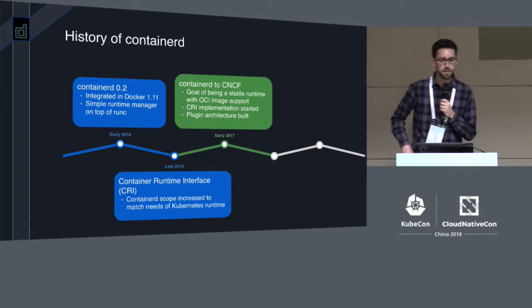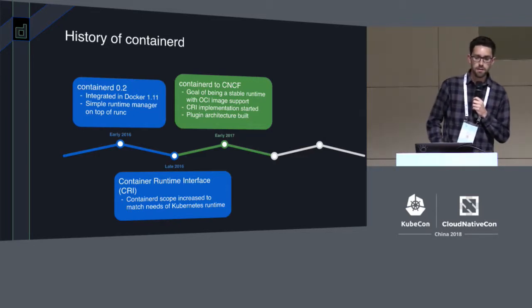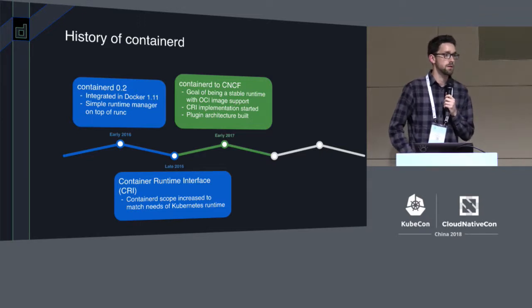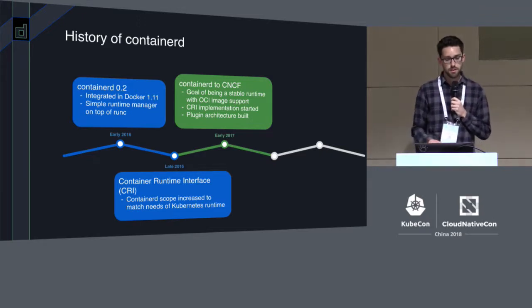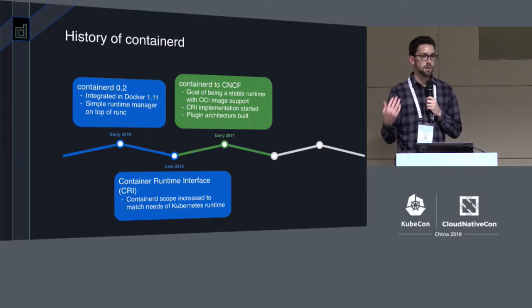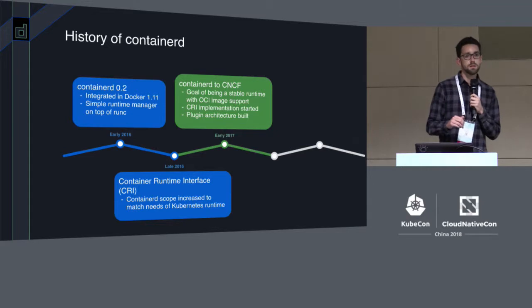So Containerd started in 2016. It was integrated into Docker 1.11. It was designed with a very simple goal to allow Docker to be able to restart without bringing down all of your containers. So it was a simple manager on top of runC.